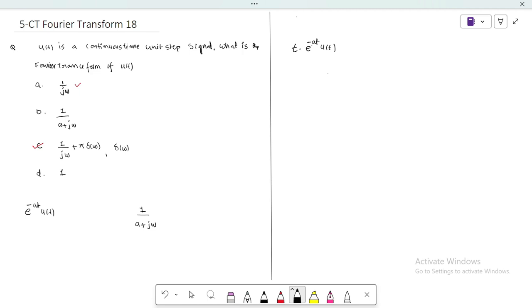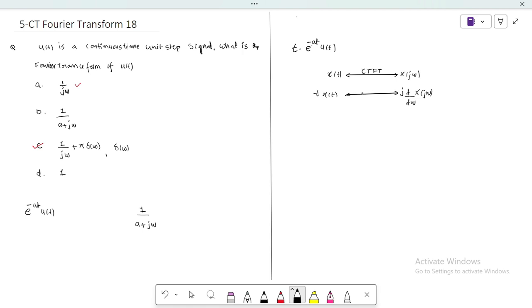Here I'm going to write the property. See, this x of t, its Fourier transform equals x of j omega. Then t into x of t, its Fourier transform equals j into d by d omega of x of j omega. So this is the property.